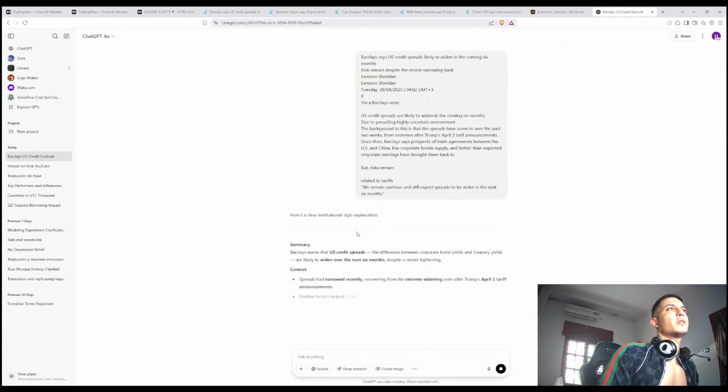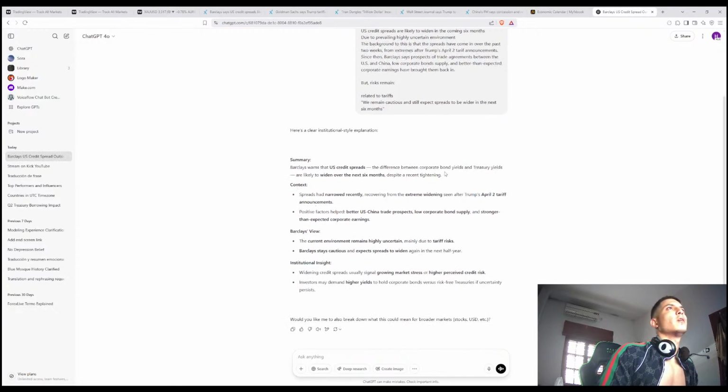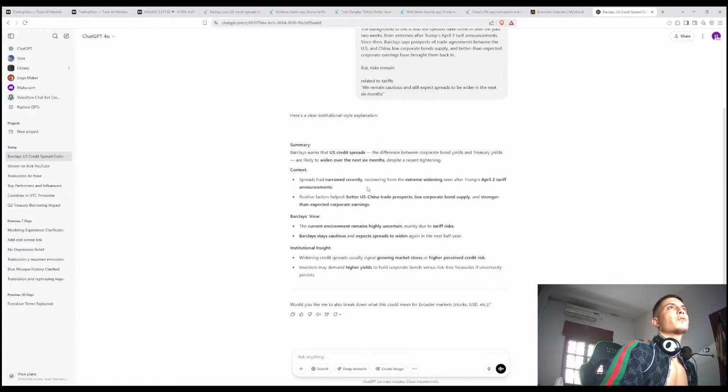So our friendly neighbor ChatGPT says Barclays warns the U.S. credit spreads, the difference between corporate bond yields and treasury yields, are likely to widen over the next 6 months, despite a recent tightening. Context: spreads had narrowed recently, recovering from the extreme widening seen after Trump's April 2nd tariff announcement. Positive factors helped: better U.S.-China trade prospects, low corporate bond supply, and stronger than expected corporate earnings. Barclays' view: the current environment remains highly uncertain, mainly due to tariff risks. Barclays stays cautious and expects spreads to widen again in the next half year. So they're expecting the spread to widen again, even though it had tightened very recently, basically narrowed. Widening.